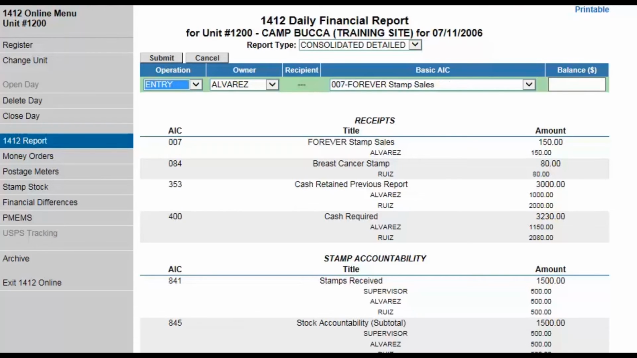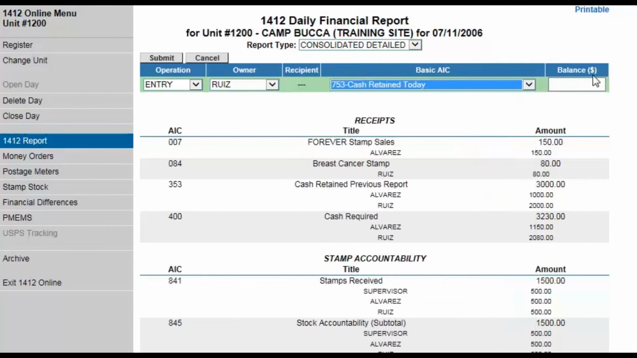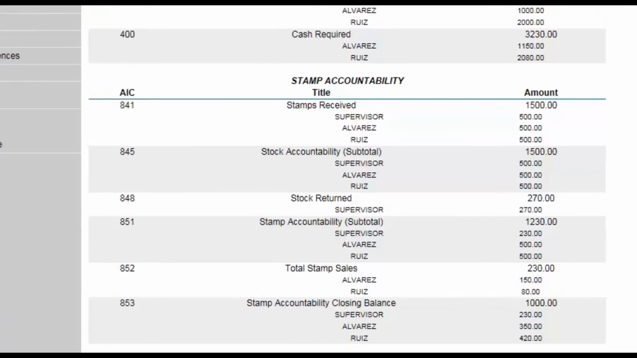Then we got to look at Clerk Ruiz. We know that today she sold a total of $80. But we're going to say that unfortunately Ruiz could not download the information on her Eagle Cash point of sale. So what we're going to do is move those funds under AIC 753, cash retained for the day, to ensure that we properly deposit them once the point of sale machine is working. So we're going to click submit.